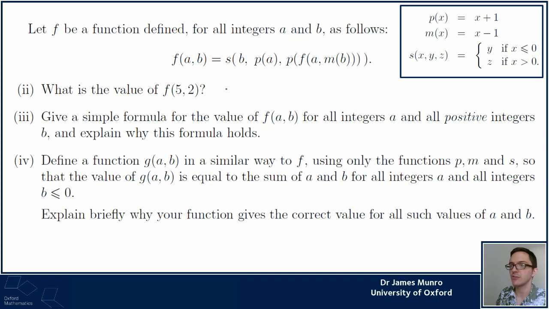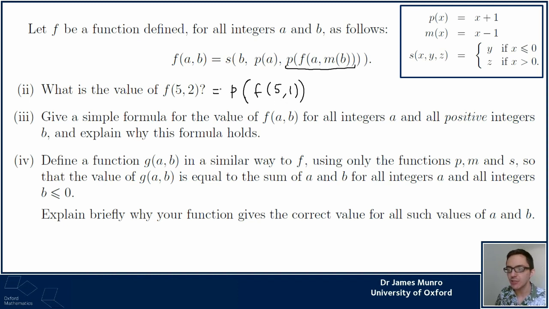Okay, so f of 5, 2, just knowing that B is positive here, 2 is positive, is going to be equal to P of f of, and then A is 5 and M of B is 1. I think, okay? Because B is positive, this S switch function says, well, the first argument is positive, so we're going to pull out this stuff. And then I've written in what the values of A are, and I worked out M of B in here.